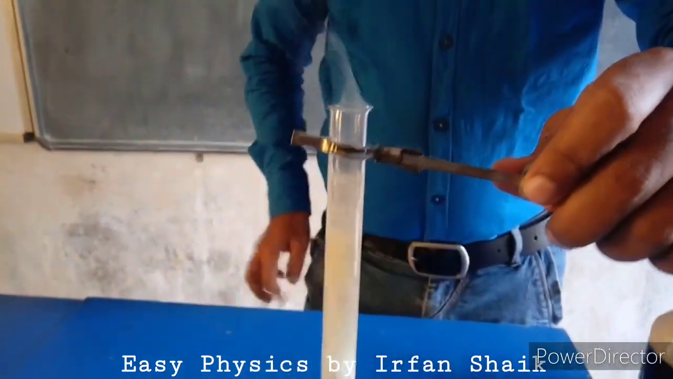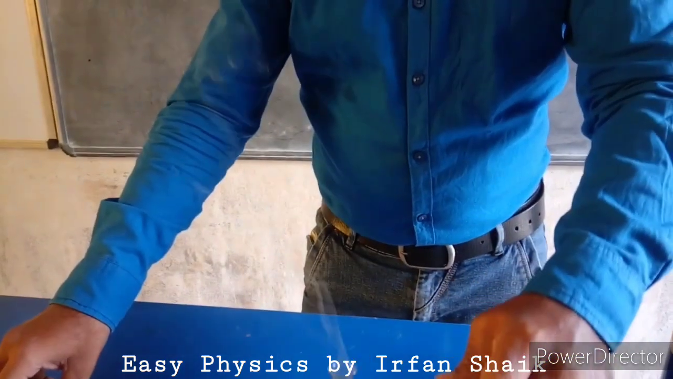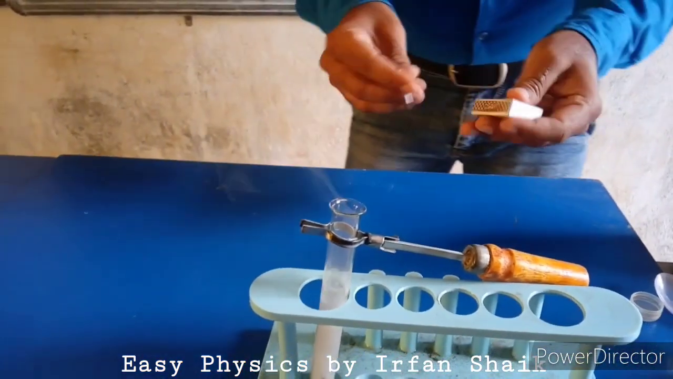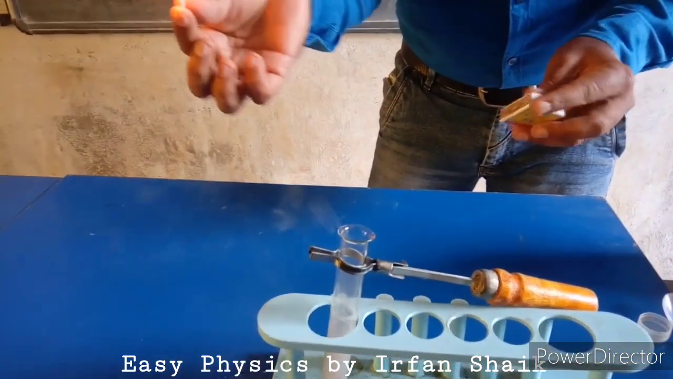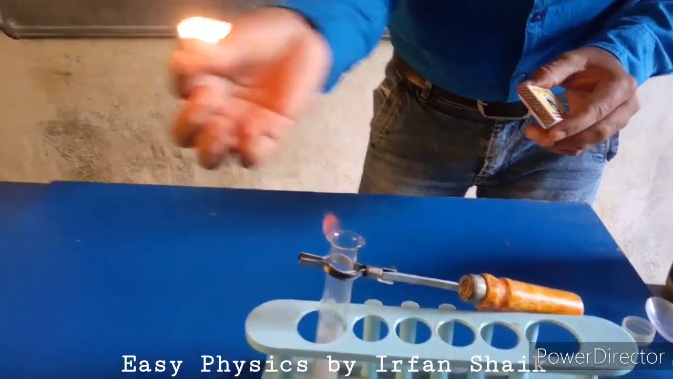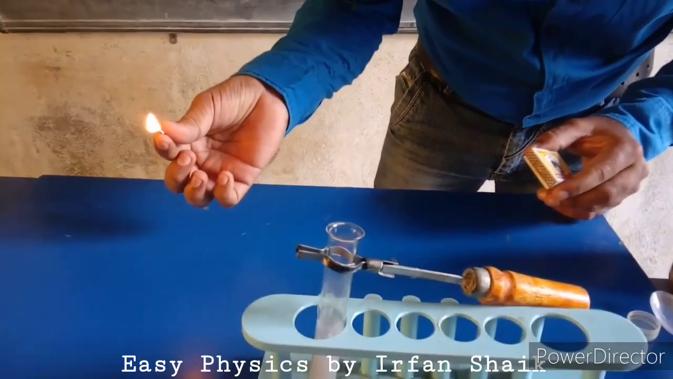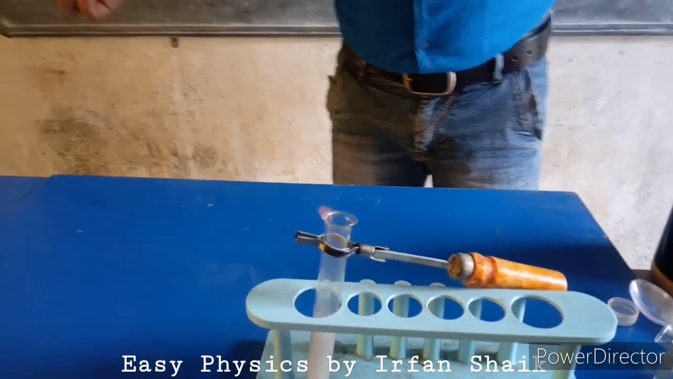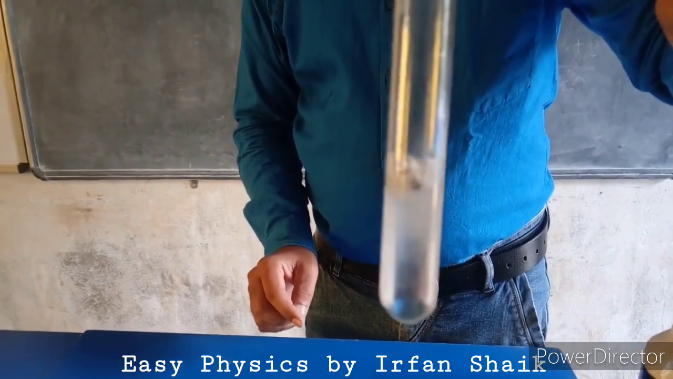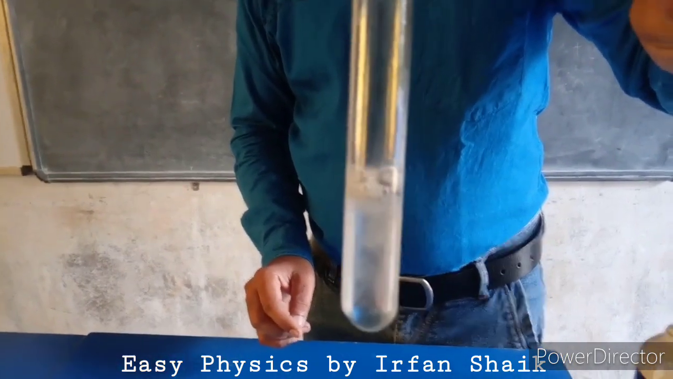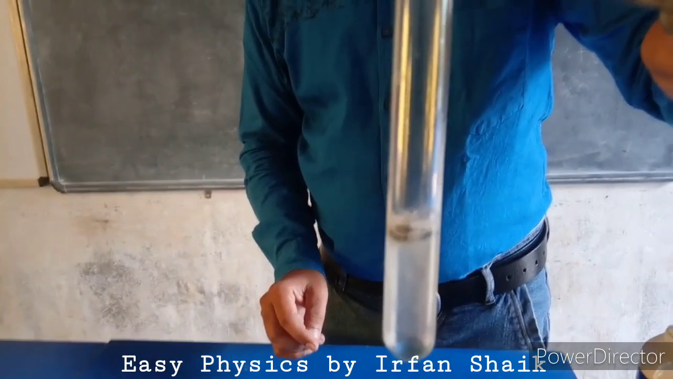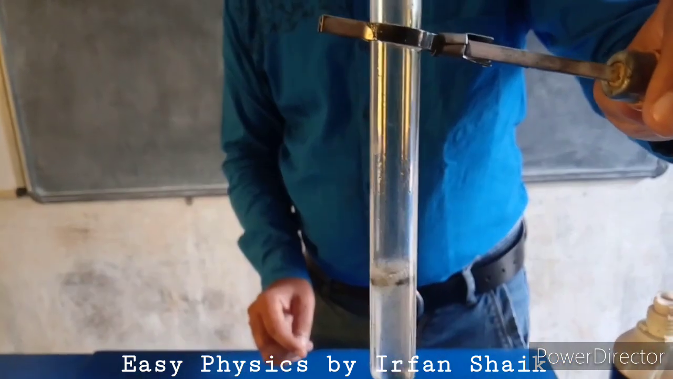See how it is reacting. If we put a matchstick here, you might have observed. So this is the reaction between a metal and an acid. So in this reaction, hydrogen gas is evolving.